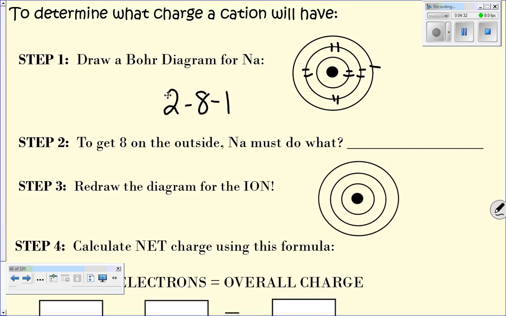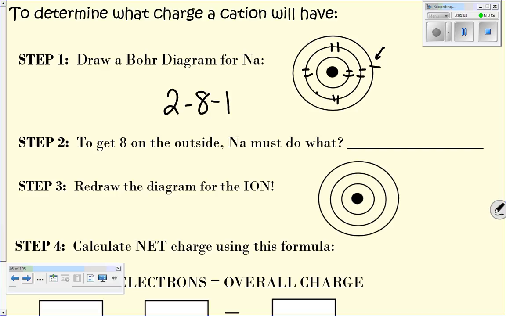Now this visually lets us see, hey, if we want 8 on our outside ring, what could sodium do? So sodium has 2 options. It can either gain or lose electrons. In order to have this outside ring have 8 electrons on it, it would need to gain 7. That's hard, okay? Another thing that could happen is this 1 electron could get lost. That whole ring would then be gone.